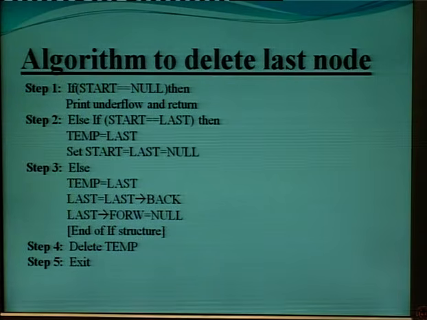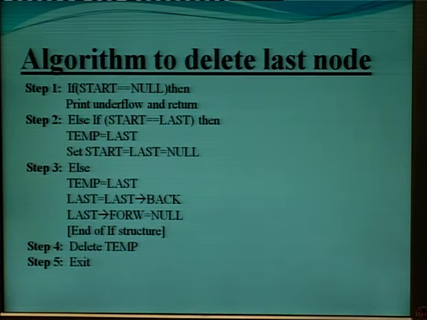Else if start is not equal to null, but start is equal to last, it means there is only one node. Then we have to move the last node address to the pointer variable temp, and set the start variable to null. That means we have to put the null value at the last. So if there is one node, that node is deleted now, and the doubly linked list has no more nodes. If there are more than one nodes, then we move to step 3, that is the else part.